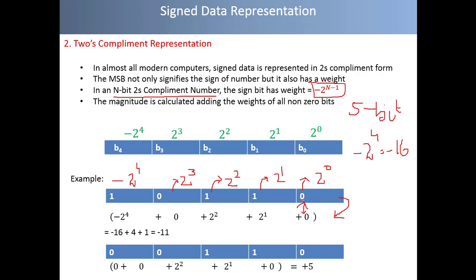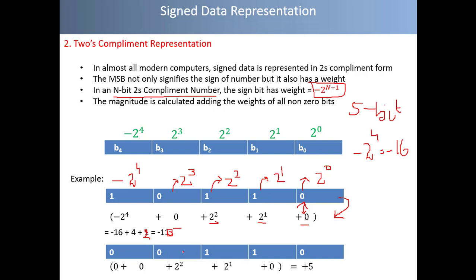So 0 multiplied by 2 raised to power 0 gives 0, 1 into 2 raised to power 1, 1 into 2 raised to power 2, 0 into 2 raised to power 3, and 1 into -2 raised to power 4. This becomes -16 plus 0 plus 4 plus 2. There is a typo over here, and the result is -10.